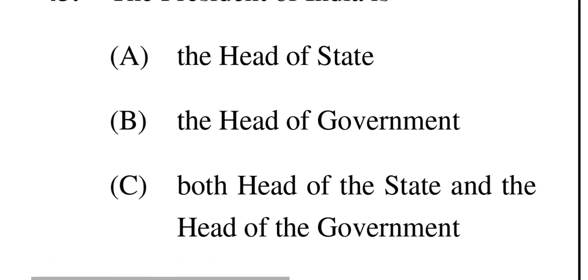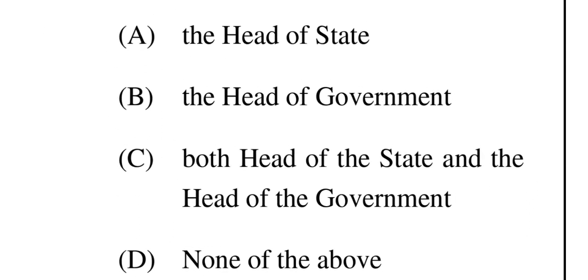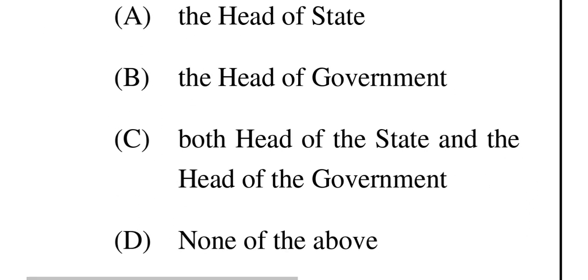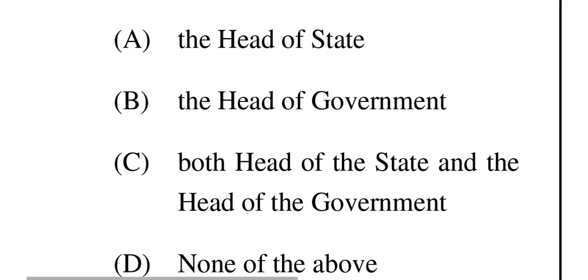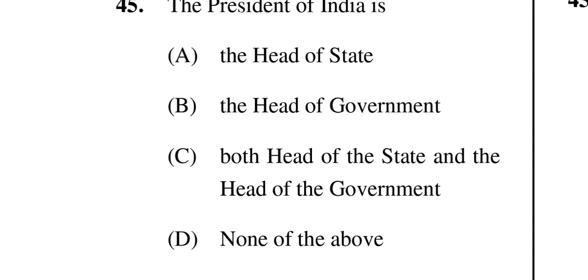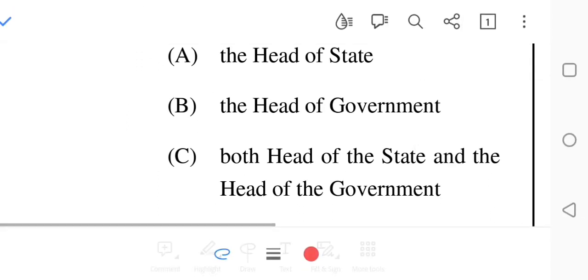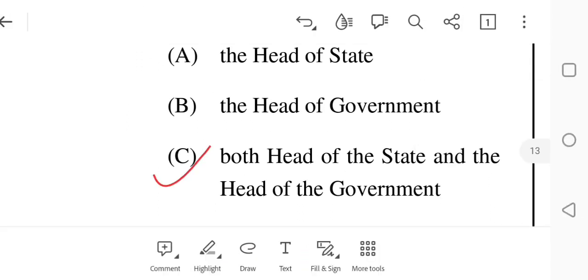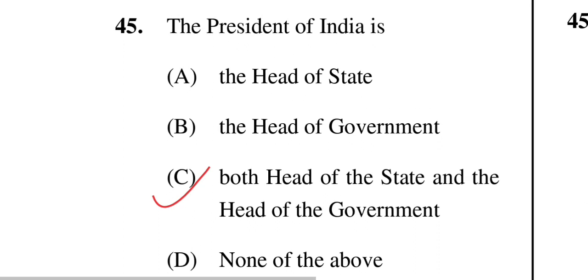45. The President of India is what? The head of state, the head of government, both head of the state and the head of the government, or none of the above. The correct answer is both head of the state and head of the government. Only in the name. It's just nominal. In reality, in the pragmatic framework, the Prime Minister has more power than any other.